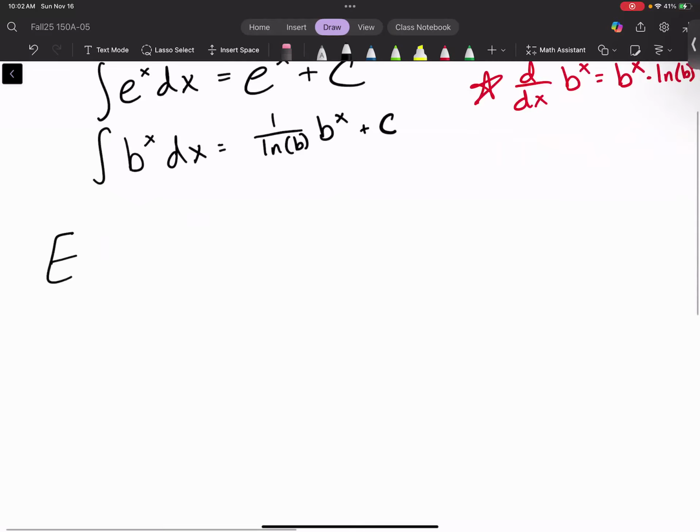So let's just go through a couple examples here, getting used to it. We did a substitution example with an exponential function last time. So let's try this guy. Find the antiderivative of e to the negative x.